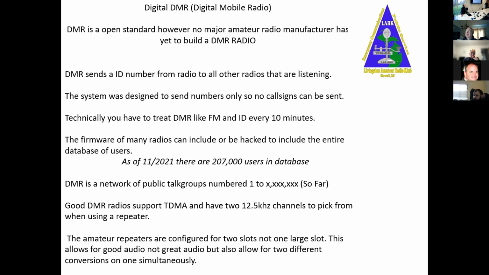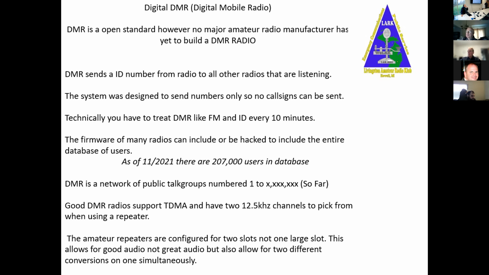So, now good DMR radios support TDMA. Now, here's the gotcha. Every DMR radio, when you put it on simplex, will not do TDMA. And this is a fact that most people don't understand. When you talk DMR, it's always 25 kilohertz wide on simplex, and it's never time sliced. So you can't share a simplex frequency. You can only share a duplex frequency.